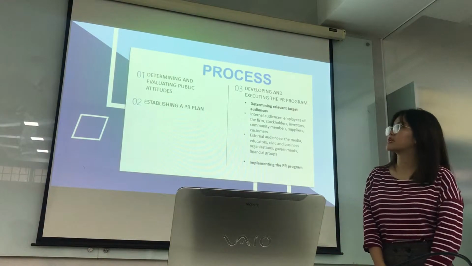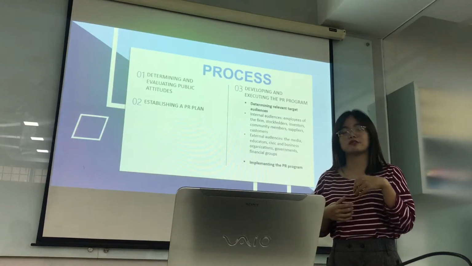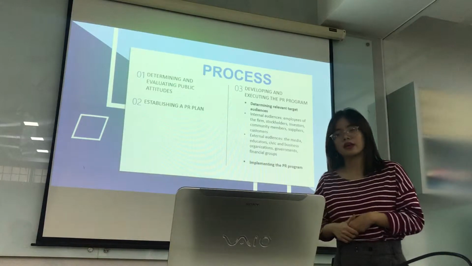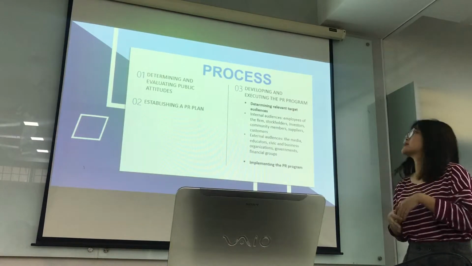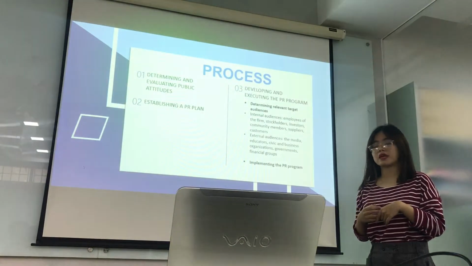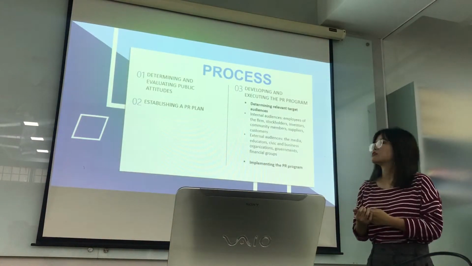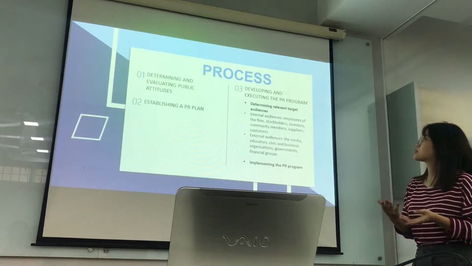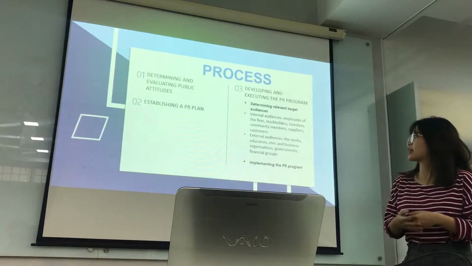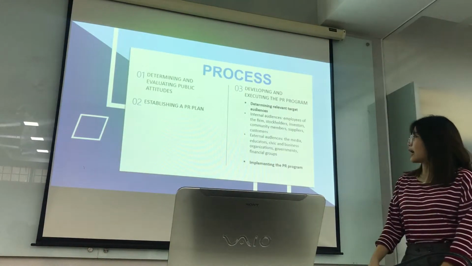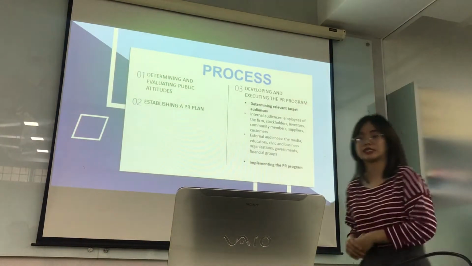And then after they have finished determining and evaluating the public attitudes, they will have to establish a PR plan. And this plan has to integrate, which means it has to fit in with the overall marketing program of the company. And lastly, they will have to develop and execute the PR program. This step includes two sub-steps. First of all, they will have to determine the relevant target audiences. There are two groups of audience mentioned here. The first one is the internal audiences, and the next one is the external audience. Internal audiences include employees of the firm, stockholders, investors, community members, suppliers, and customers. Basically anyone that has to do with the company internally. And external audiences include the public in general. And last of all, after they have finished all the previous steps, they will come to implementing the PR programs using the tools that I previously mentioned.